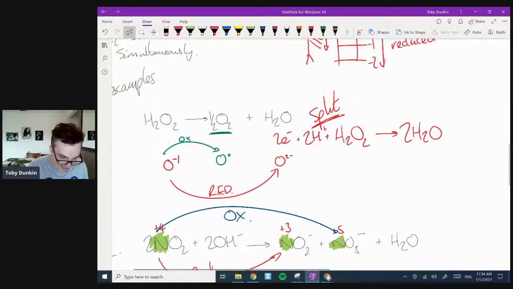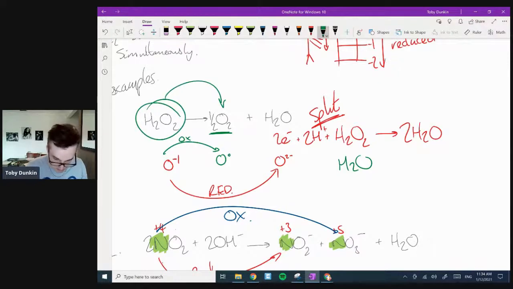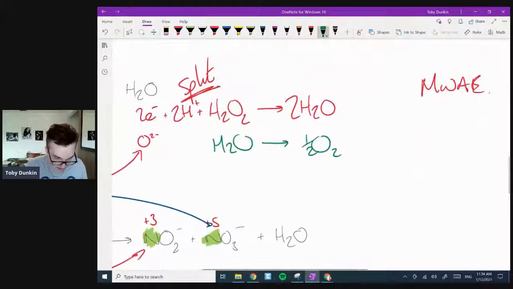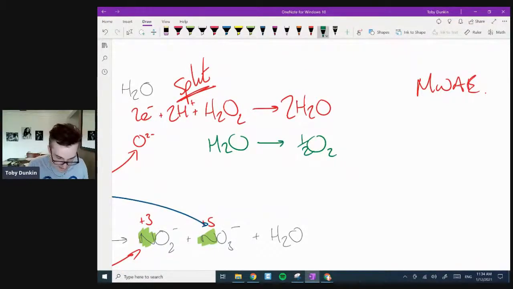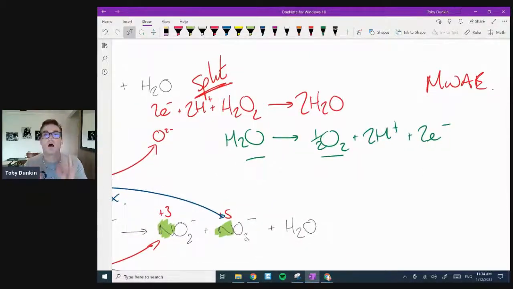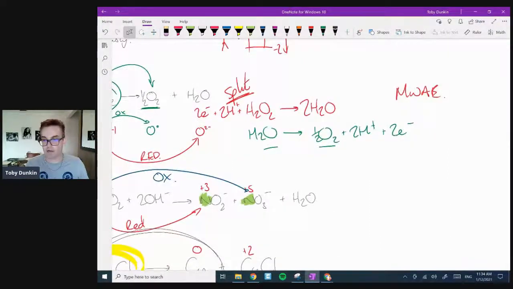Next, now that I've done my red, I now need to do my ox. Hydrogen peroxide going to oxygen, half O2, and balance it with MOE. Metal, there isn't any. Water for oxygen, it's already done. Hydrogens, 2 H pluses, and balance for charge, 2 electrons. You realize you get the two half equations from the process. I know I've rushed that bit at the end.